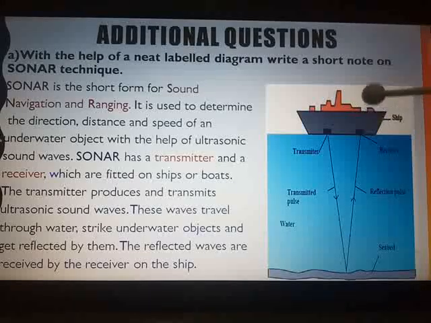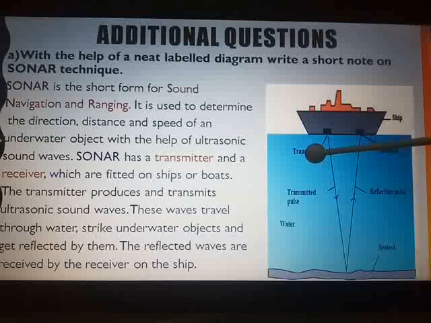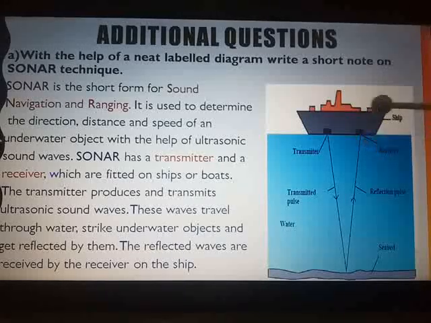The important parts of this diagram here are the transmitter, the receiver, then showing the transmitted pulse and the reflected pulse, wherein the arrows are very important. When it is the transmitted pulse, it travels towards the bottom of the sea, so the arrow is in the downward direction. The reflected pulse is received by the receiver, so the arrow is in the upward direction. So these labelings are very important. Ship, if you just show a boat in the form of a rectangle, that is enough. Water, show the water. Mark the answer on page number 133 of your textbook. I have marked the entire paragraph for you.